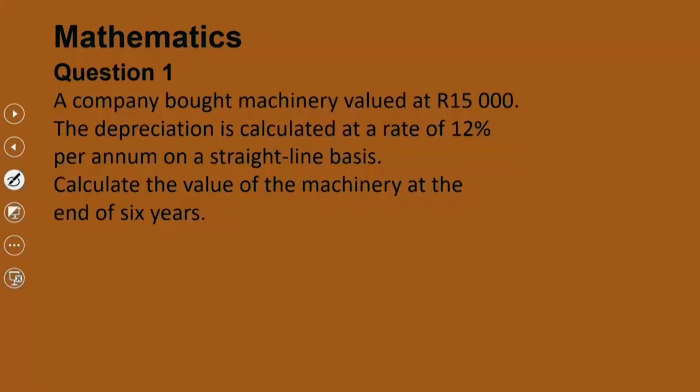Let us do this. So first of all, question 1 says: a company bought machinery valued at 15,000. Very important, pay attention to the numbers there, the values. The depreciation is calculated at a rate of 12% per annum. Also important to focus on that, on a straight line basis. Then the question says, calculate the value of the machinery at the end of 6 years.